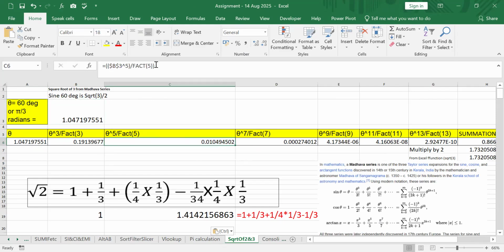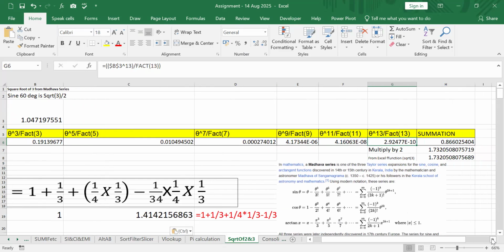The only thing that changes here is the denominator, which becomes 5 factorial. Here the denominator becomes 7 factorial. Here 9 factorial. Here 11 factorial. Here 13 factorial. Calculated up to 3, 5, 7, 9, 11. Then you're taking the summation of that.